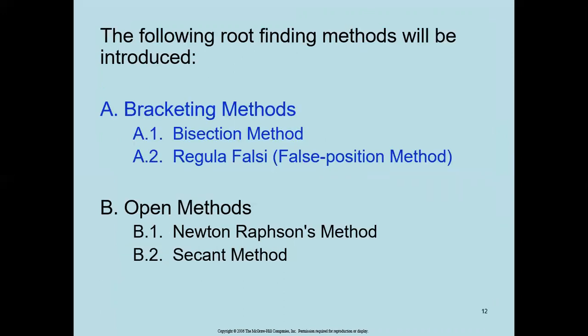So the following root finding methods will be introduced. Under the bracketing method, we have two: bisection and regula falsi, or false position. Then aside from the bracketing method, we can also use the open methods. So we can use either the Newton-Raphson or the secant method. Okay. So on the first day, we're going to discuss the bisection and regula falsi.